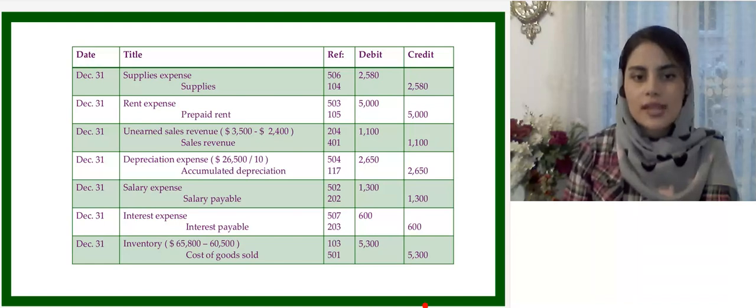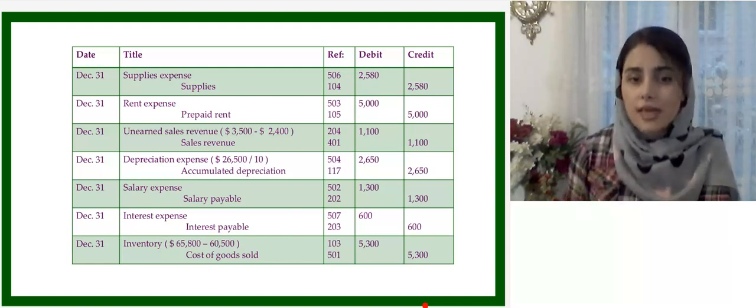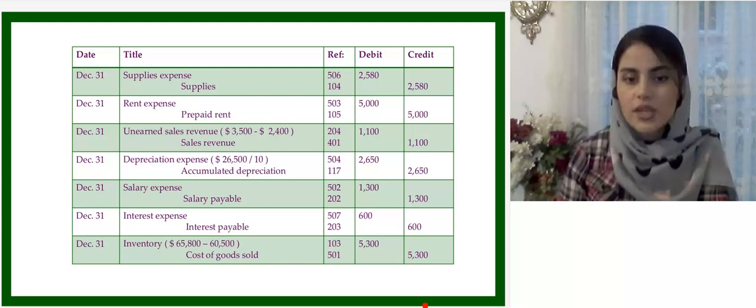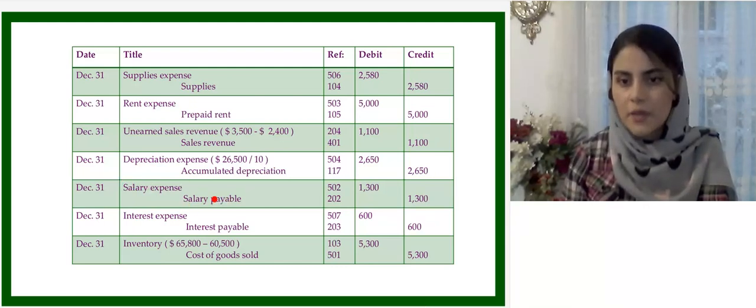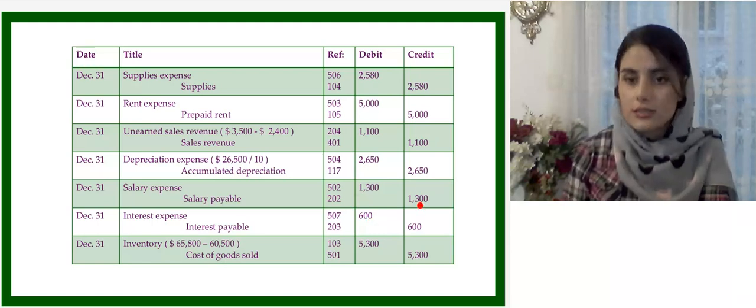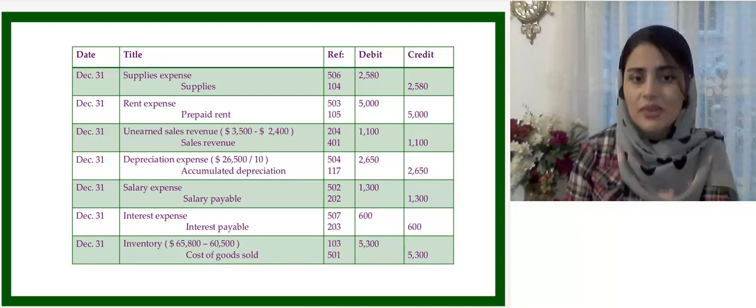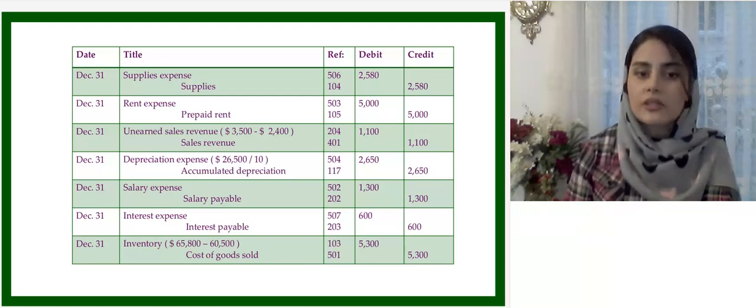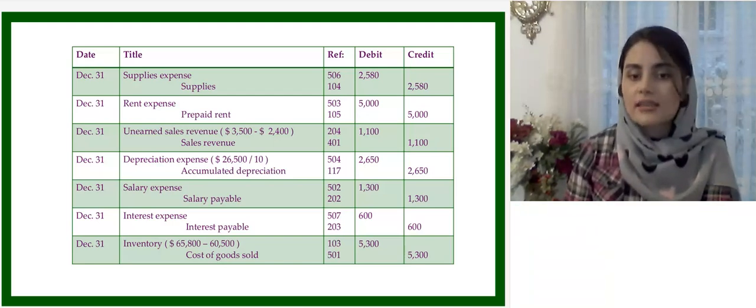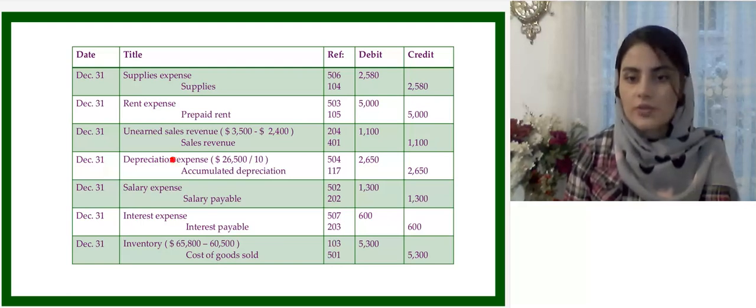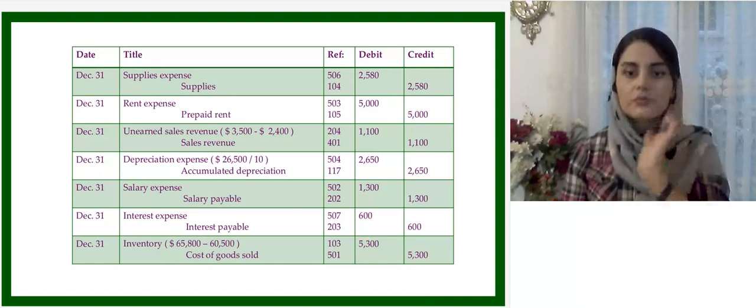And the next one said accrued salaries, $1,300. So the salary expense, salary payable, 1,300. And the next one, accrued interest expenses, which is $600. So interest expense, interest payable, $600.